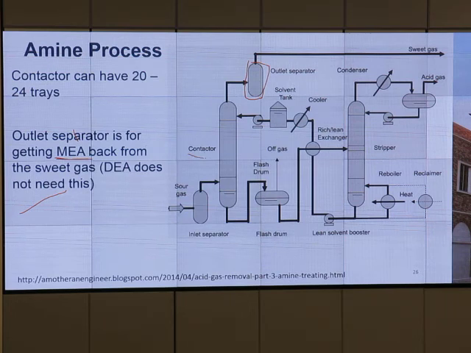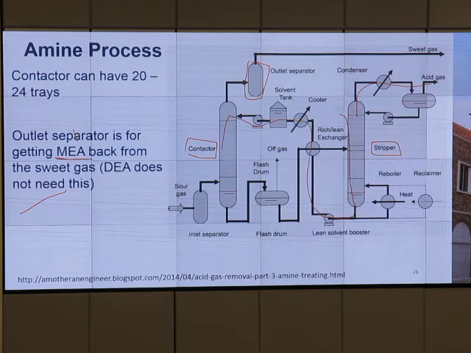So we can call it absorber or contactor. Regenerator, we can call it stripper too, to strip any H2S out. Basically we make it hot so that the acid gas comes out from the top, and lean amine goes from the bottom and goes back to the absorber tower. Okay?